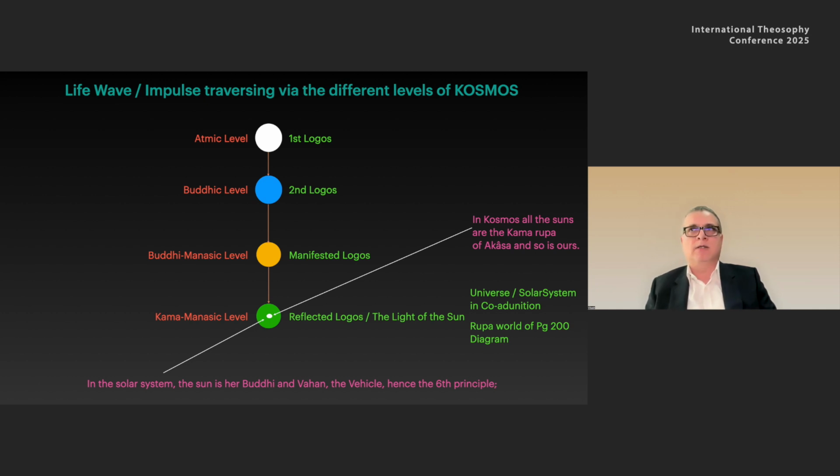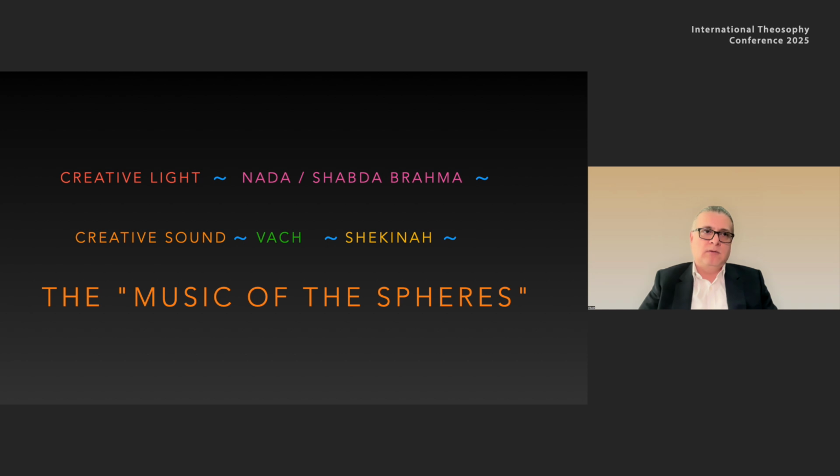So, how do we understand this? Let's take a plant. In the plant, there is a potential bud. That potential bud becomes the bud, and that bud becomes the flower. So it is the same potential bud which expresses itself in various forms. So is the case with the logos. Hence, we see that the creative light is akin to Nada or Shabda Brahma, which is the same as creative sound or Vak or Shakti, and this is nothing but the music of the spheres.